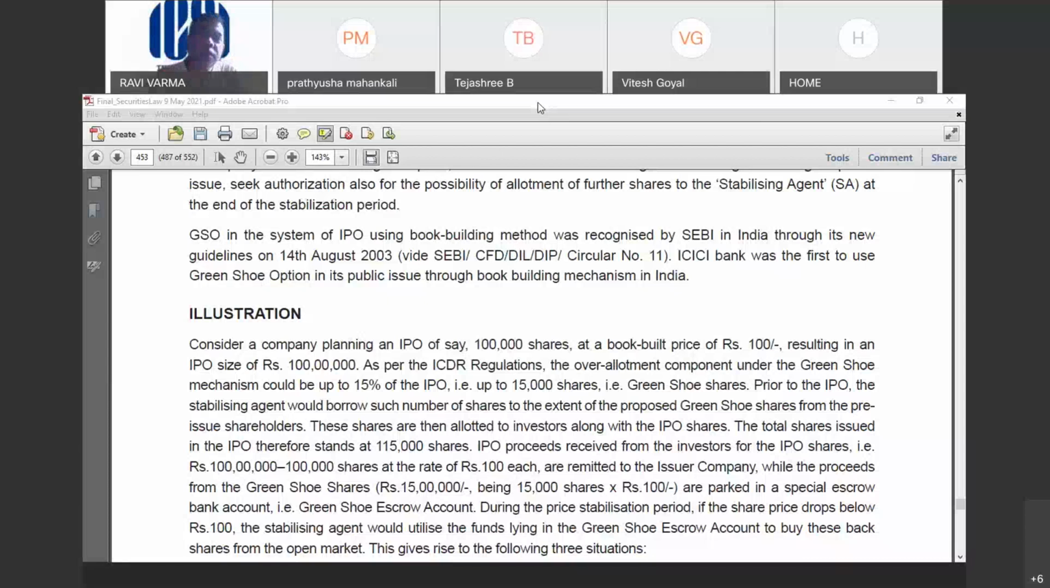And this process is called the green shoe. The first company in India to use this concept was ICICI Bank, which used this process in its public issue when it came out through book building. ICICI Bank was fortunate enough to use the concept first. So this is all about the green shoe option. Now we know the ASBA process, UPI, and the green shoe option. Now I'll take you to the ICDR.